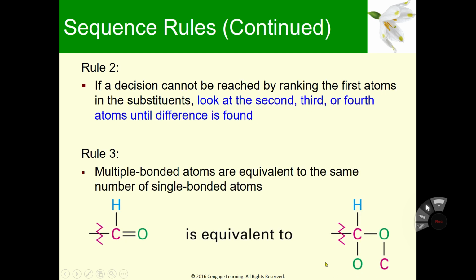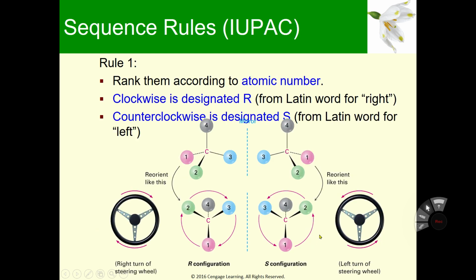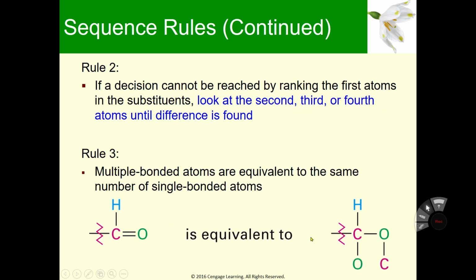And now, the sequence rule is very simple, but there are a couple of problems. If you have the same atoms attached to the carbon, what happens? Then you go to the next atom. Okay, for example, if you have a carbon like this, and you have oxygen and you have oxygen, and they are the same, then you go to the next one, all right, like this. So if the decision cannot be reached by the ranking of the first atoms in the substituent, look at the second, third, and fourth, all right.